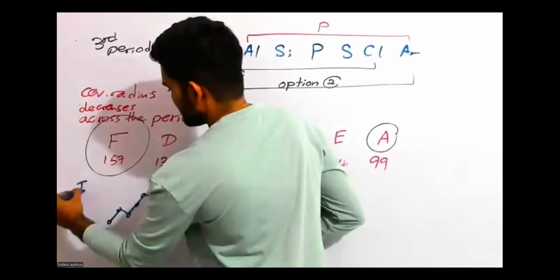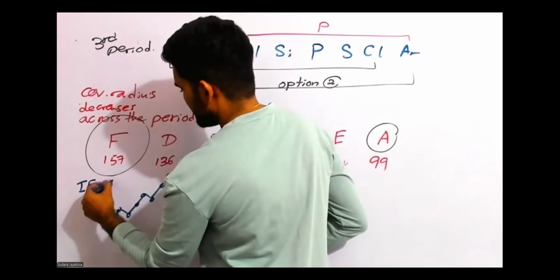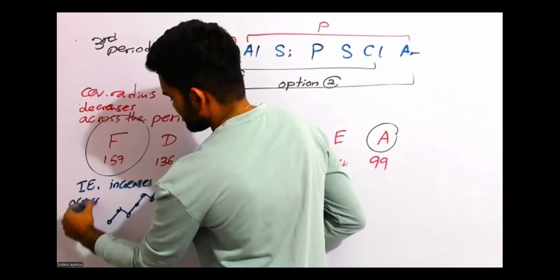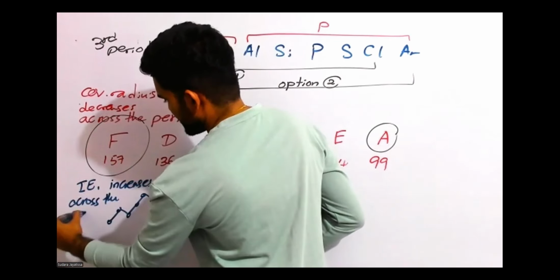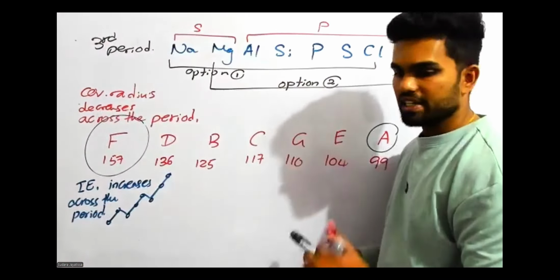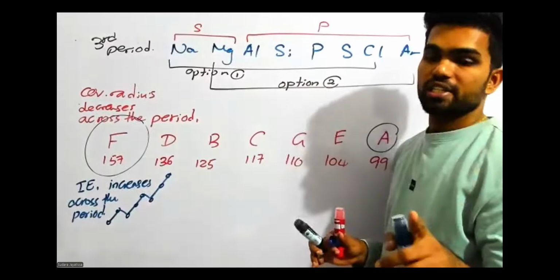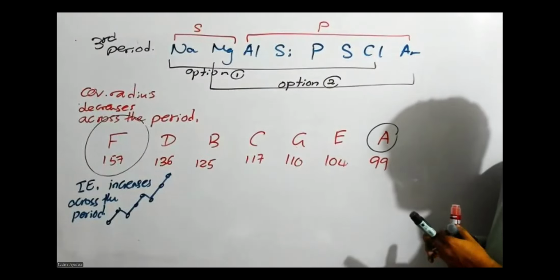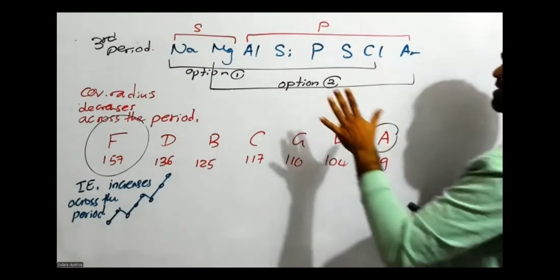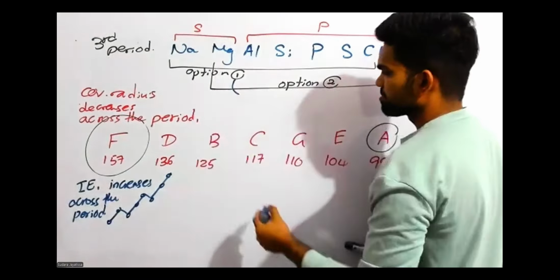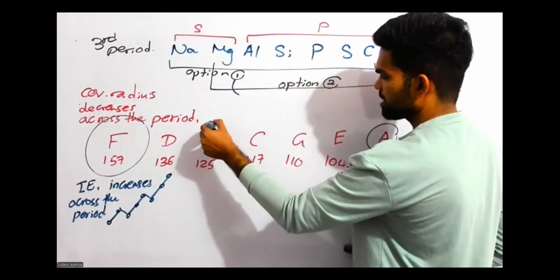So IE1 increases across the period. Across the period, first ionization energy increases, but it is not increasing gradually. Remember that one very well, okay? So it's not increasing gradually. Okay, so now we have two options. Let's say this is option 1, then it is sodium.